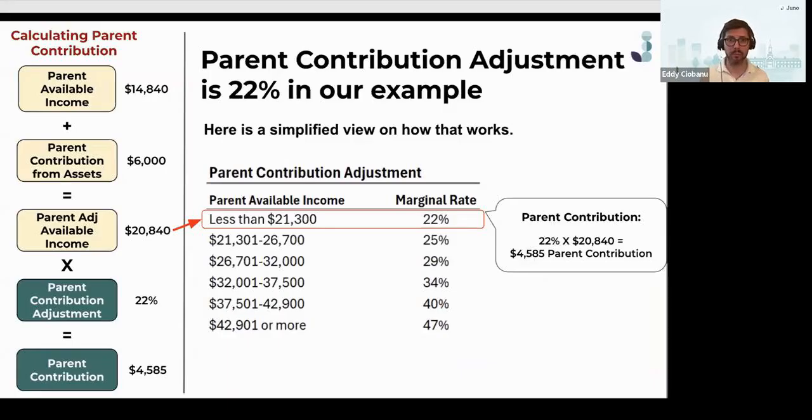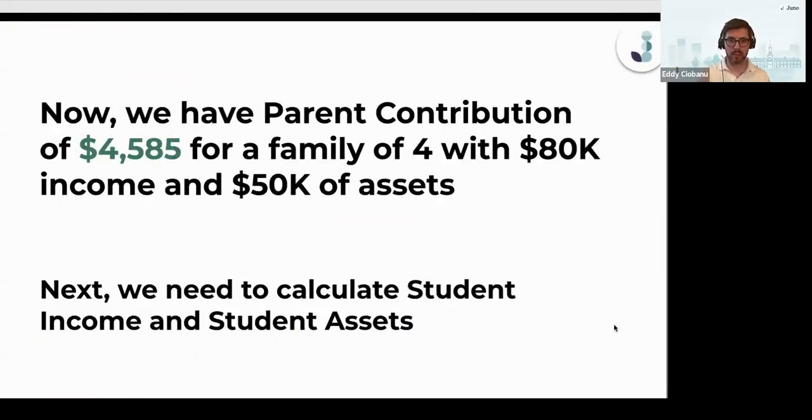Again, this is a good thing because it is a lower amount. We're not only looking at that 80,000 income, we're not only looking at the parent available income, but there are several adjustments that we have to make in order for it to be a realistic number of how much a family can afford to pay based on where their income ultimately is. So we're going to hold on to this number, the $4,585, and we're going to now focus on the student side of things.